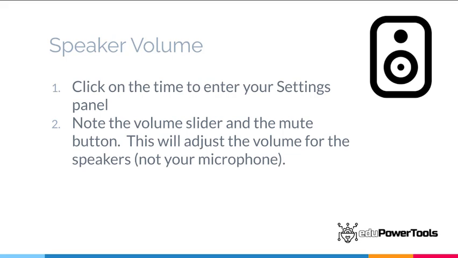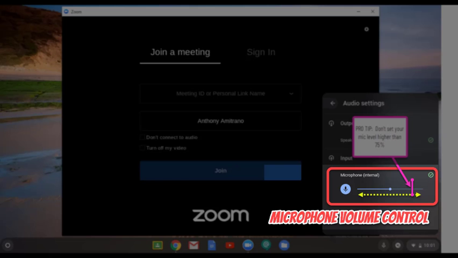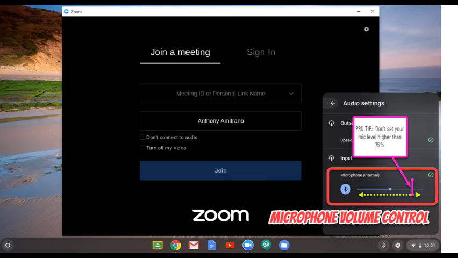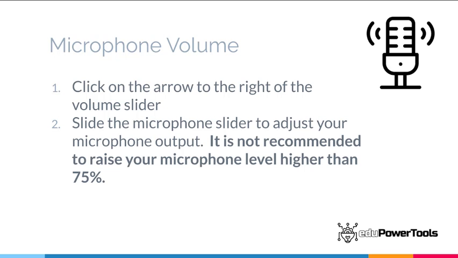Here you see similar controls to increase or decrease the volume of your microphone output. This can be hard to judge without feedback from people hearing you on the other end. Keep the slider in the middle unless people are having a hard time hearing you, and it is not recommended to move the slider beyond 75%. Setting your output higher than this can make you sound distorted and annoy others.